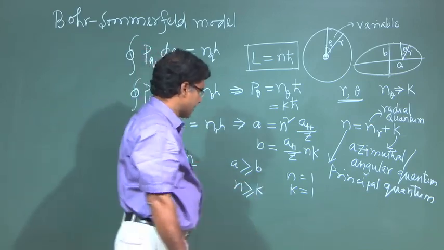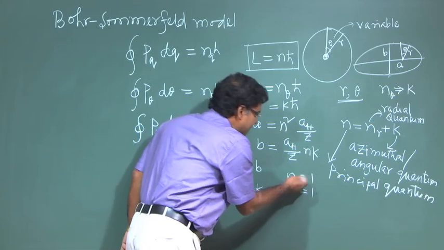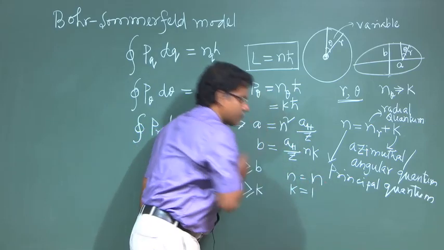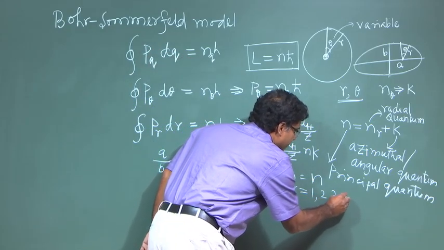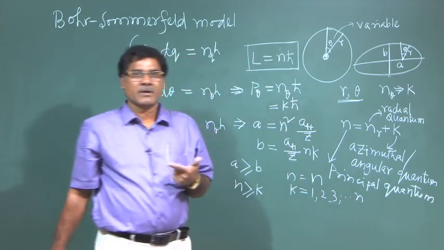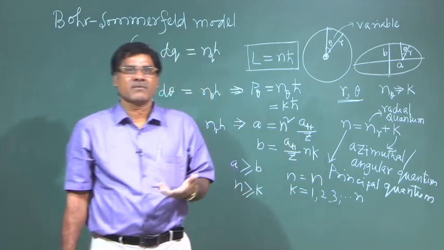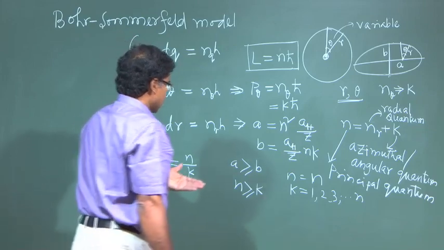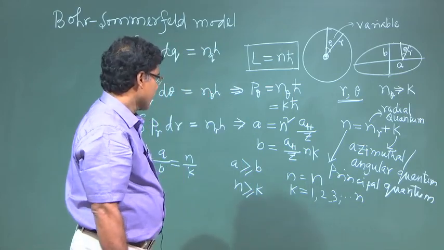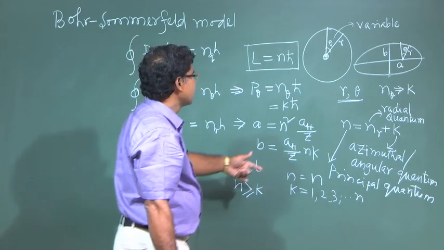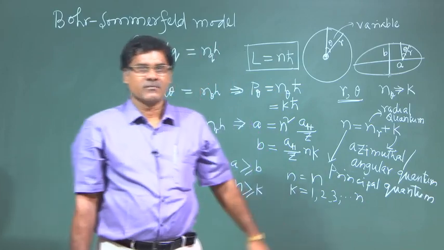So for a particular n value, k can take values up to n. If n equal to n, then k value will be 1, 2, 3, 4, up to n. So for a particular n value, we will get n number of k values. So n equal to 1 will represent an elliptical orbit.